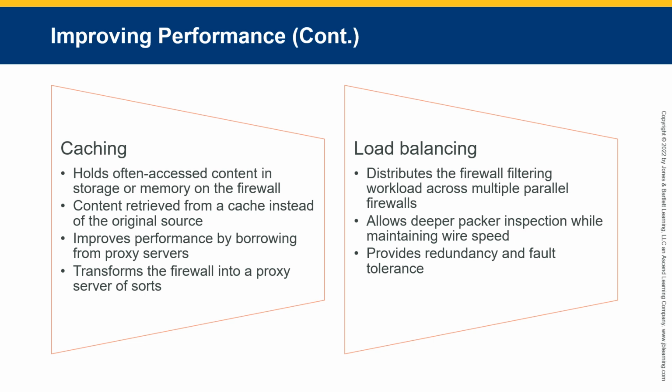So improving performance, the caching held static content in the memory or on a storage device that has high speed. The content was retrieved from cache instead of going across the network and back, and was used by proxies a lot. Load balancing is a distribution of the workload across multiple firewalls or multiple systems. Because of this, it allowed for deeper packet inspection while maintaining wire speed. So if you had a session going across 5 firewalls, it could analyze that traffic 5 times as fast.